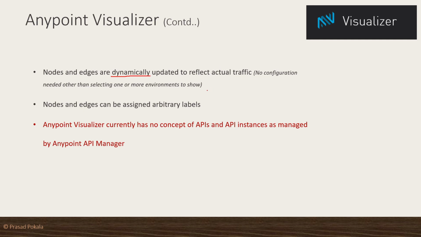The only thing you may have to do is drag that node and assign it to a particular layer, whether it is experience, process or system layer. It also has a feature to assign custom labels to the nodes and edges, if you don't want to see the app name there. But at the time of this course, the API visualizer does not have a concept of API instances management, which is there in Anypoint API Manager. All the runtime characteristics and monitoring can be holistically viewed in the visualizer, but the API Manager features are currently not in the Anypoint visualizer, at least at the time of creation of this course.